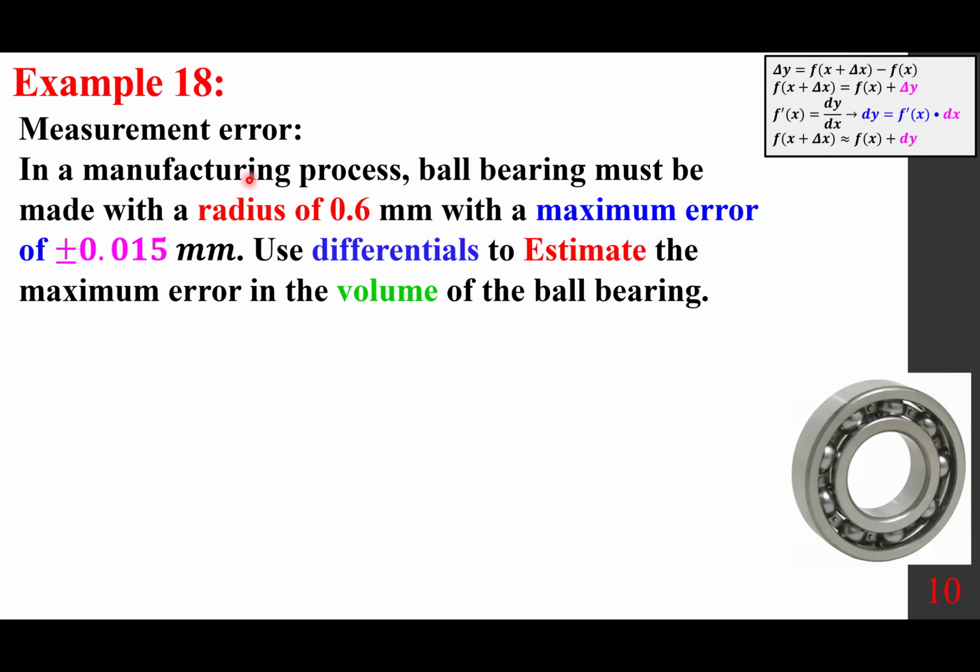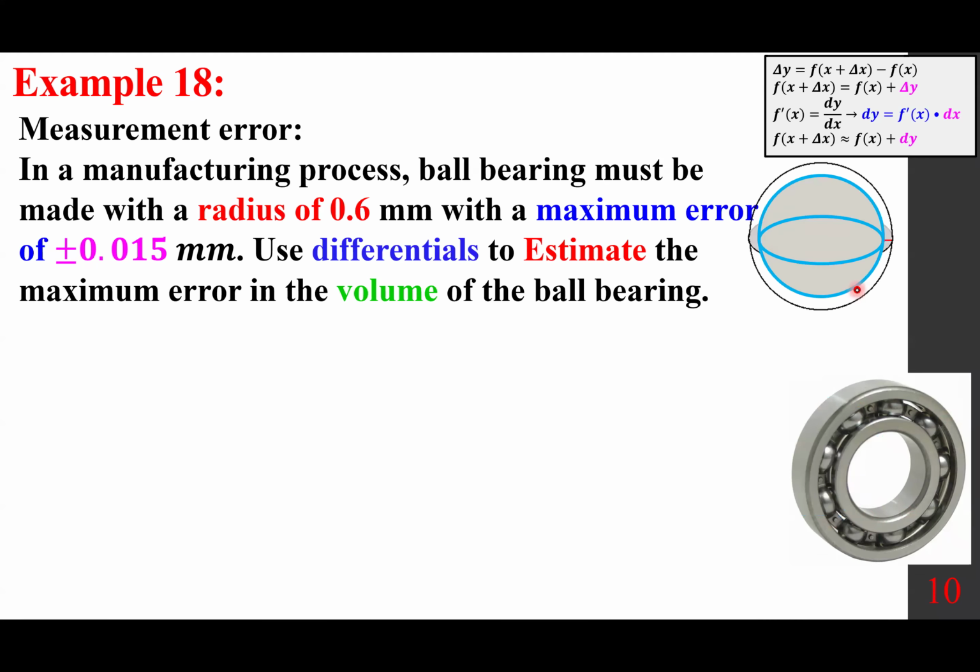Measurement error. In a manufacturing process, a ball bearing must be made with a radius of 0.6 millimeter with a maximum error of plus minus 0.015 millimeter. Use differentials to estimate the maximum error in the volume of the ball bearing. So as you can see, they are in a spherical shape. And if they are too big, they get stuck. This doesn't turn. And if it's too small, they fall off. That's the idea. So it's a spherical shape.